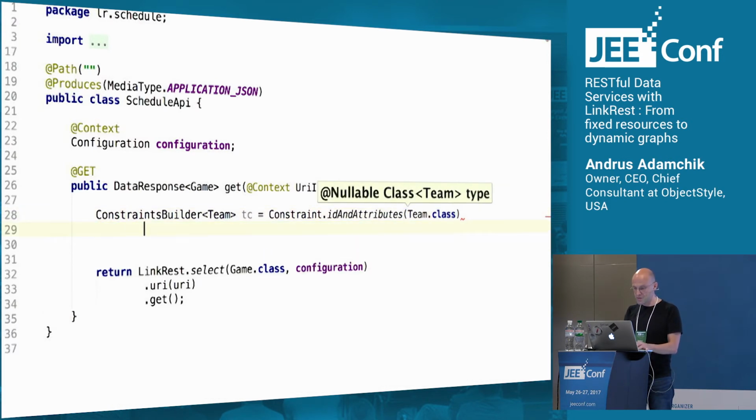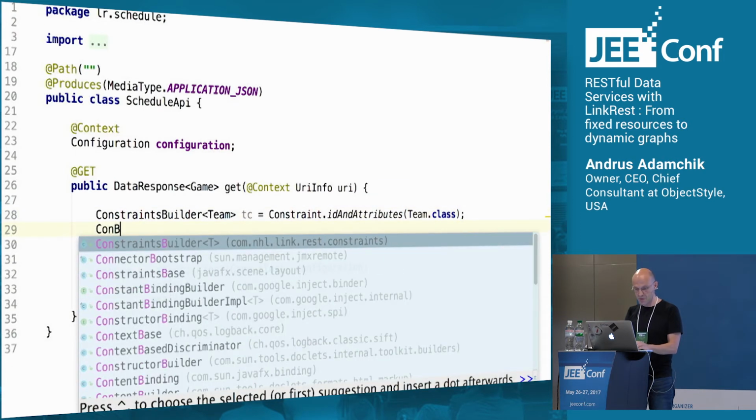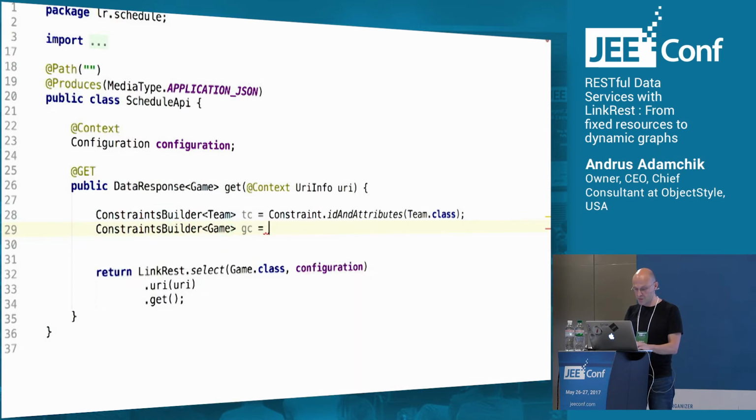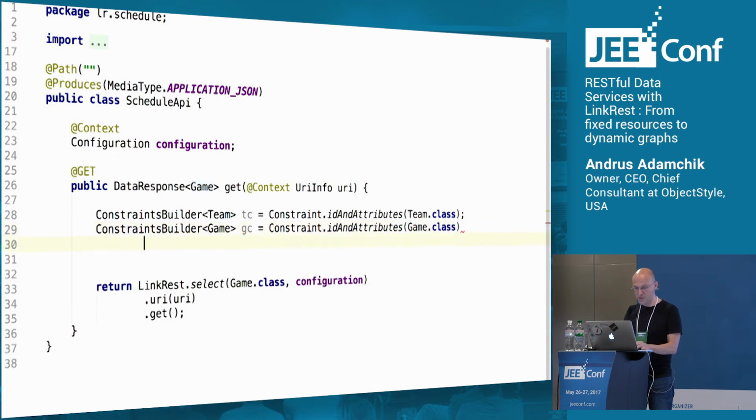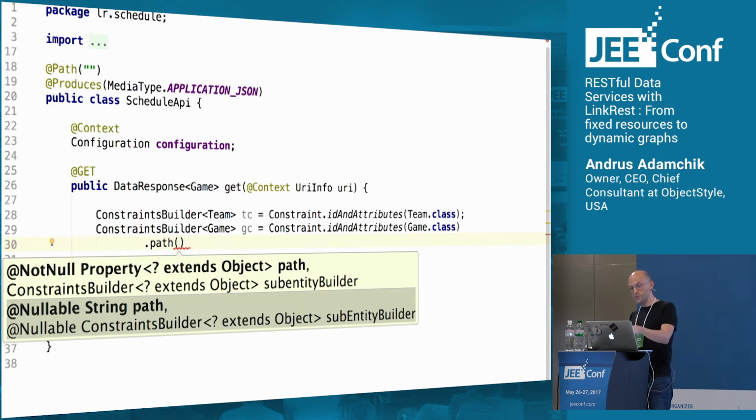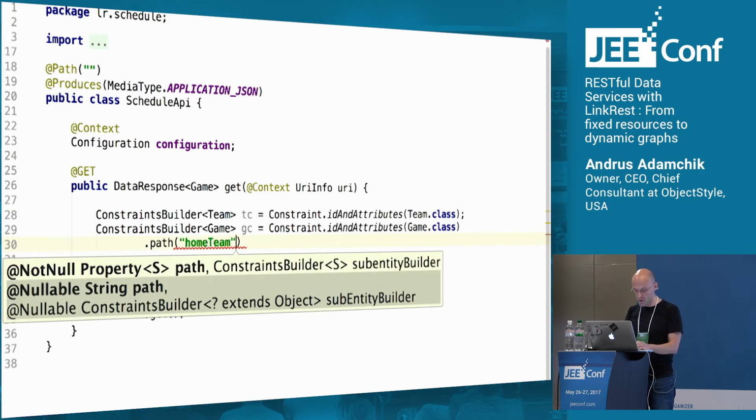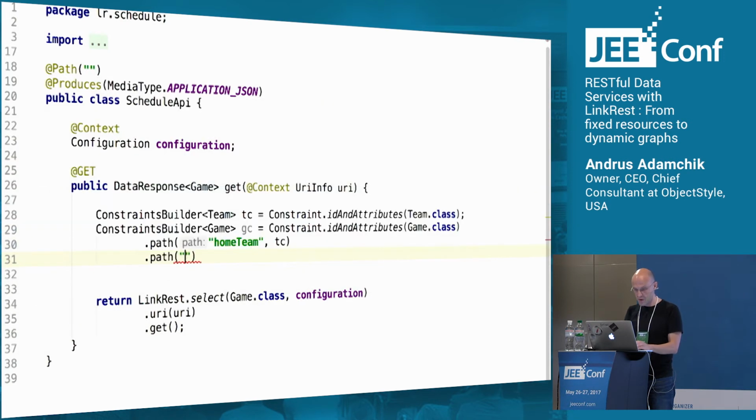So let's do the same thing for games. Because we are working with games, GC calls constraint. Oops. Constraint ID and attributes, and it's a game. OK, it's not enough, so we need to attach team to the games, and we do this because there's a relationship. So we define that we allow this relationship from game to team, but that relationship will be constrained by the team constraint. So we do home team TC, and then we do visiting team TC. And now I add this constraint, the game constraint, to the chain. So it's a GC here, and it was pretty simple.